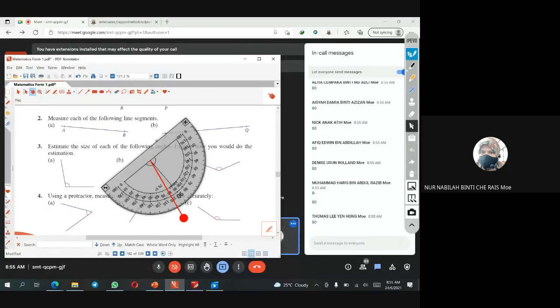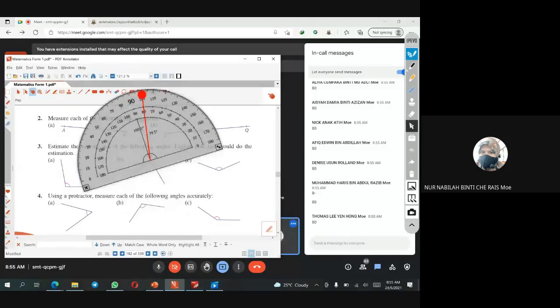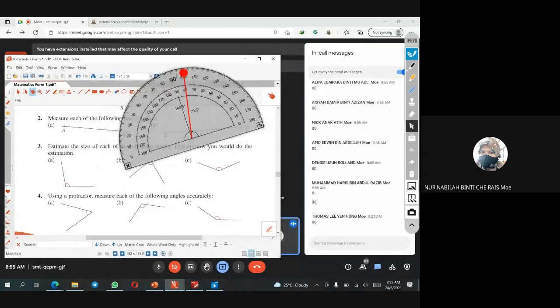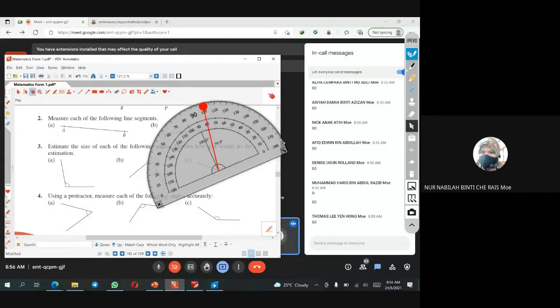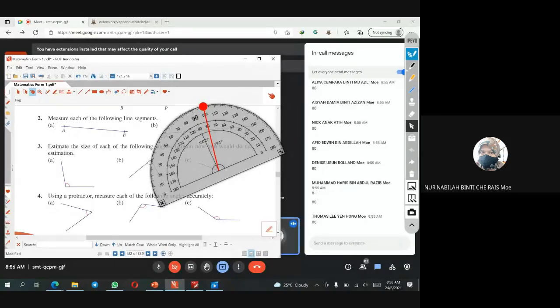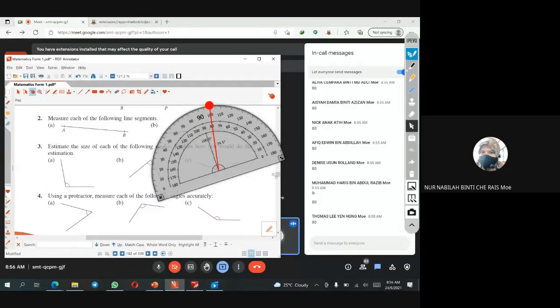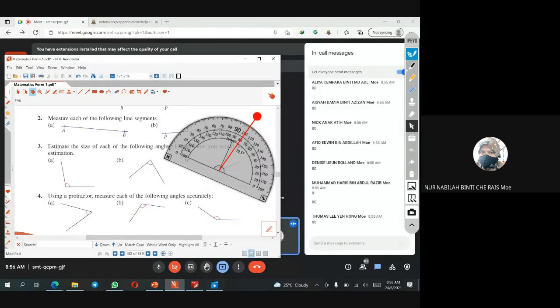How about C? You put your middle at the vertex here. Like that. But if you look at the lines, one of the lines is not on the line of the protractor. So you have to arrange it. You can put it like this, or like this, or like this. Either one, the answer will be the same. Let's say you put it like this. So your 0 is this line.